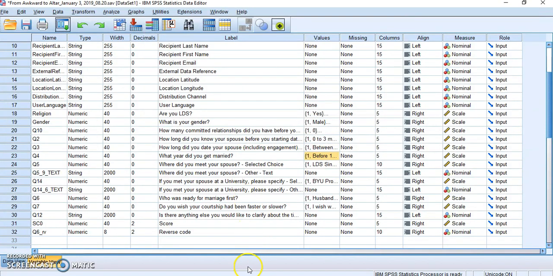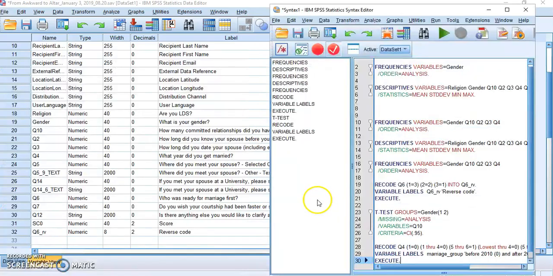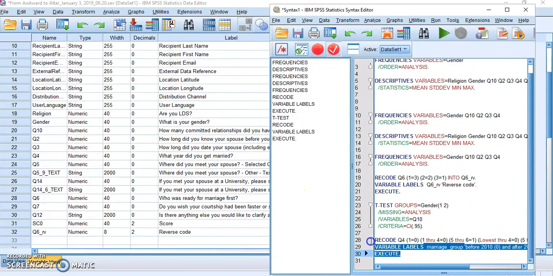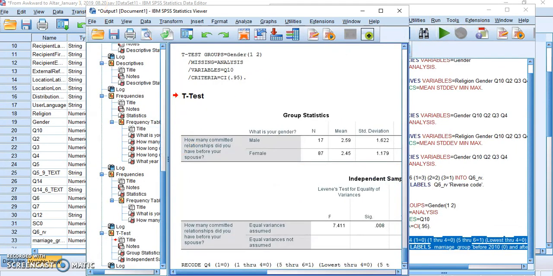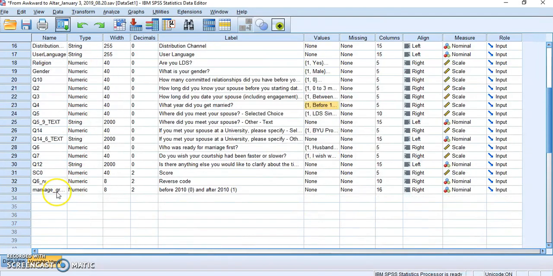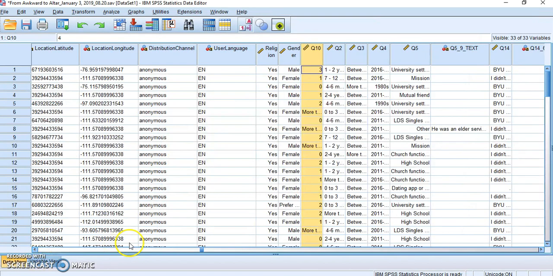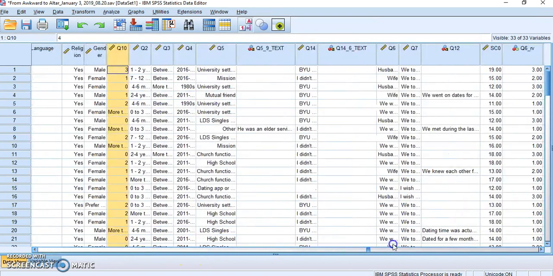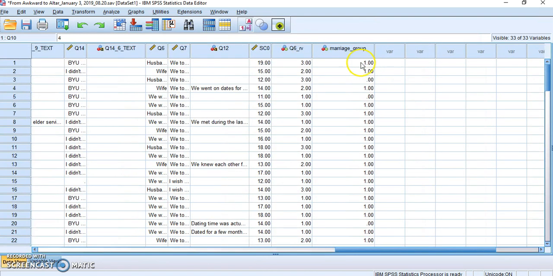you click paste and you come here, then you can run it, and it creates this new group over here, which when you come all the way to the end, it tells you whether they belong in the 0 or the 1 group. So you can create a group and then run a t-test based on that group.